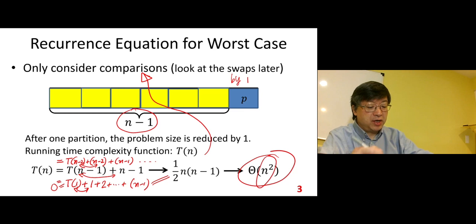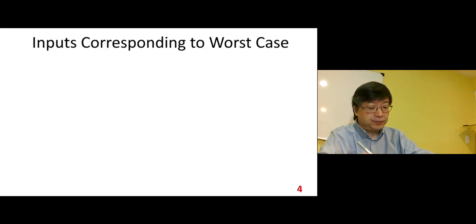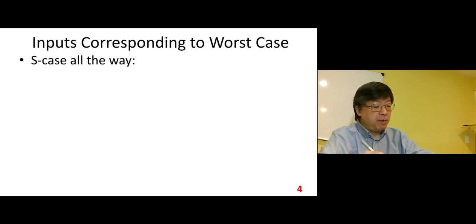So you can see the worst case is pretty slow. But we don't worry about it because in our part 1, B.1, we know the probability that this could happen is very low. Next, we want to look at inputs. What kind of inputs would cause the worst case? S case all the way.